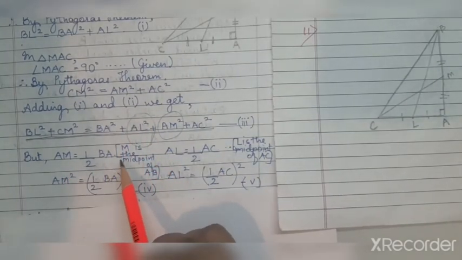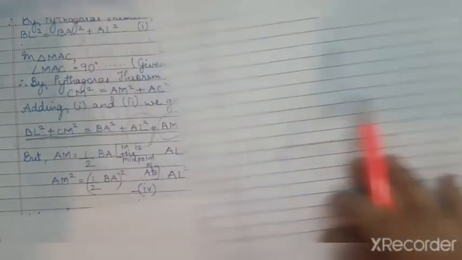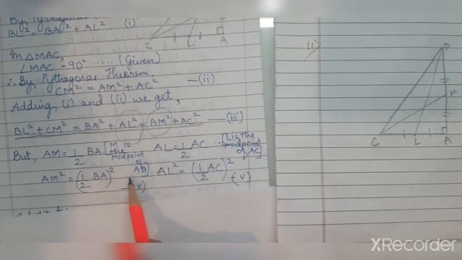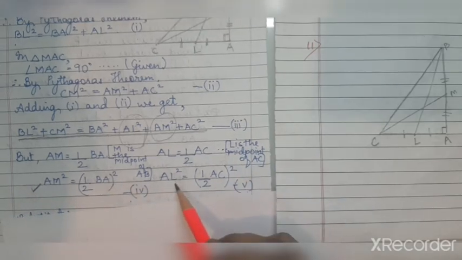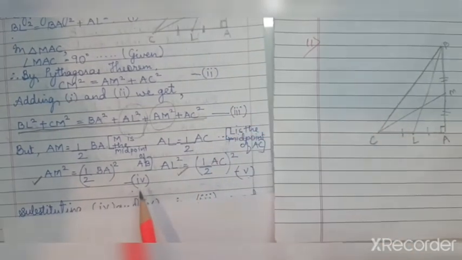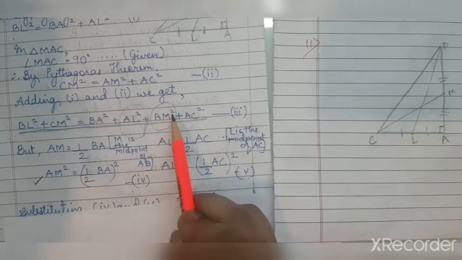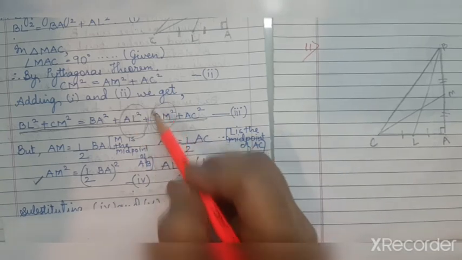Since AM is half of BA, I showed you in the figure why, because of the midpoints, AM is half of BA. Therefore, AM square is equal to half of BA the whole square. The reason also is written, M is the midpoint of AB. And if AL is half of AC, AL square is equal to half of AC the whole square, since L is the midpoint of AC. Now, these two statements which I have marked as 4 and 5, statement 4 and statement 5, we will substitute in statement 3, where we will substitute here, in the circles I have made.